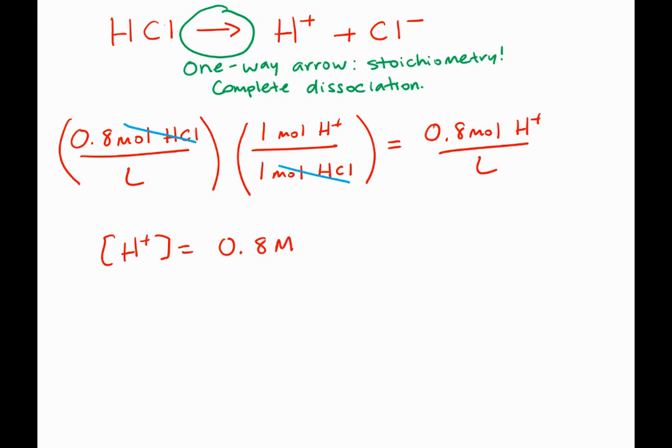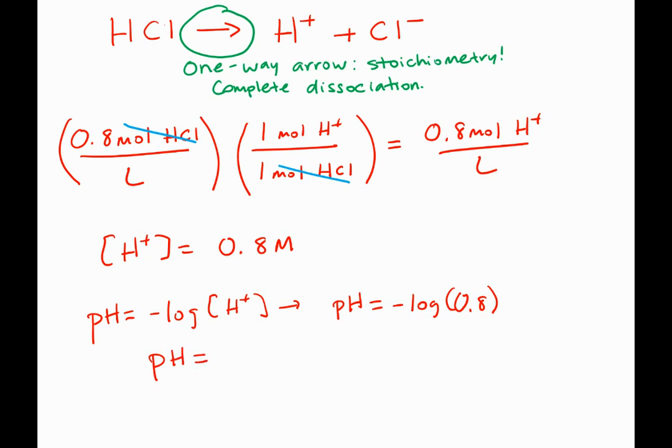Having found the concentration of H plus, we can next determine the pH of this solution by taking the negative log. So the pH is the negative log of the H plus concentration. So that is the negative log of 0.8. When you plug that into your calculator, you find that the pH of this solution comes out to 0.097. And there we have it. That is how we would calculate the pH of a solution that contains a strong acid.